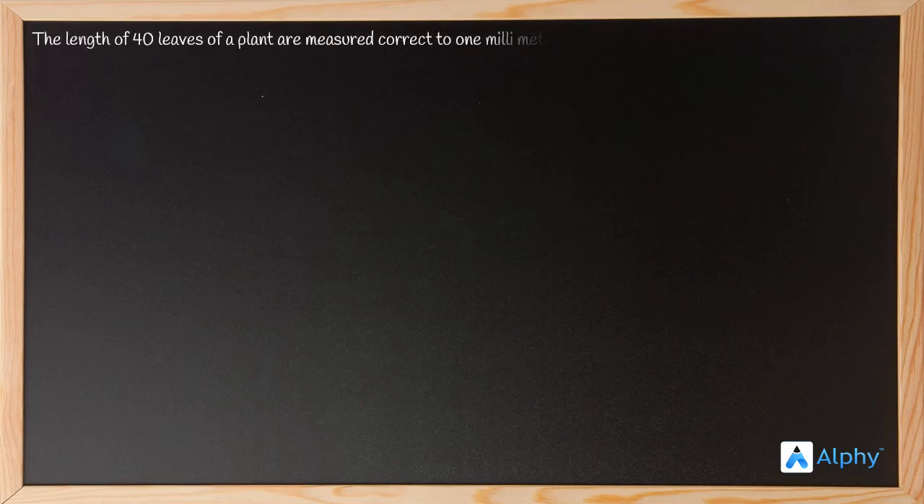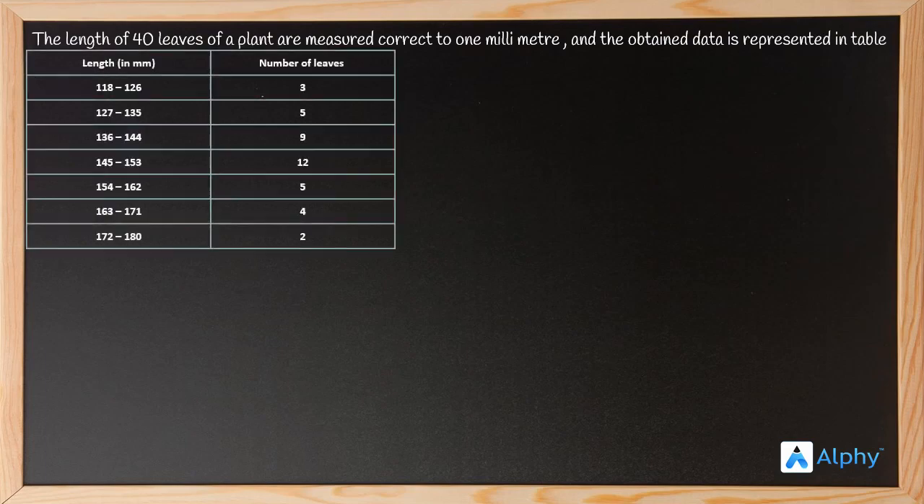Students, let us see some examples on histogram. The length of 40 leaves of a plant are measured correct to 1 millimeter and the data is obtained in the form of a table. So this is the table which is being created and it consists of the length of 40 leaves in millimeter. You can see that the classes over here are discontinuous. Draw a histogram to represent the given data.